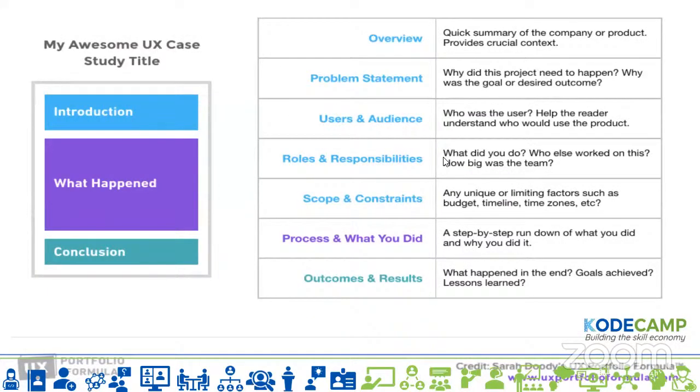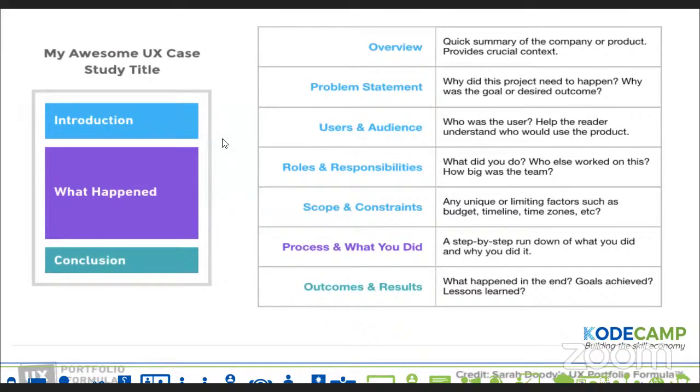So this is an example of what I had on the previous slide. We have the introduction, what happened, and then the conclusion. This is all broken down here. For the introduction, we have the overview. Like I said, a quick summary of the company or the product you're working on. An example is the task that's been given to you guys, where we told you about what the company needed. That's an overview: a quick summary of the company, what the company needs, the product. It also provides crucial context. It tells you everything about the product or what it is about.